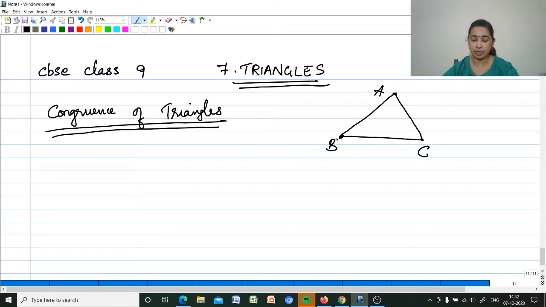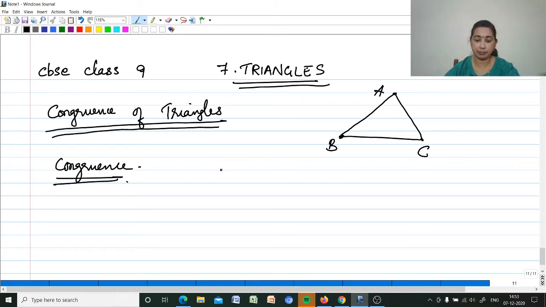So in this chapter we'll study in detail about congruence of triangles, rules of congruence and also triangle properties. So first we'll move on to congruence of triangles. What do you mean by congruence? First we'll study the topic, what is congruence.